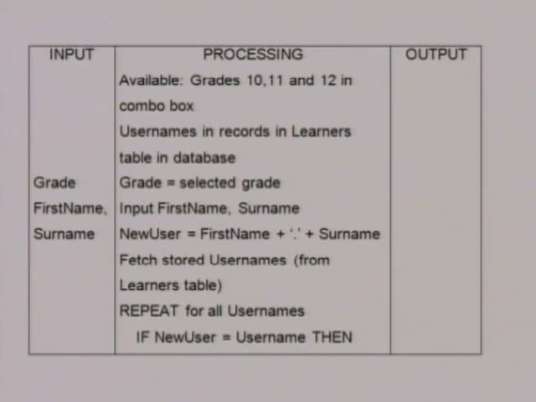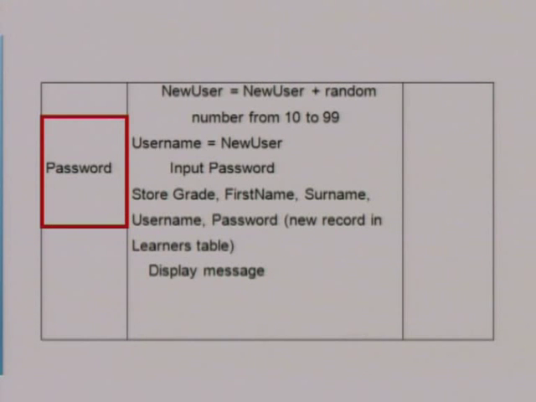Now the rest is easy. Read each of the steps in the processing column carefully. See what data is needed. Decide whether it must be input by the user or whether it must be available to the event. Now fill in the input column. Firstly, we input the grade. Selected grade means that we must store the selected grade in a variable named grade. We must also store the first name, surname, and the password.